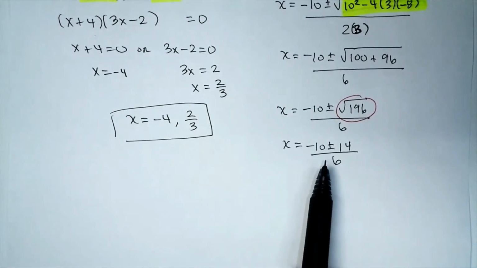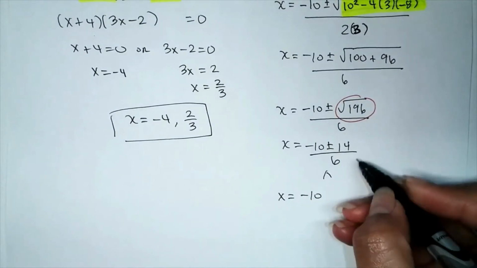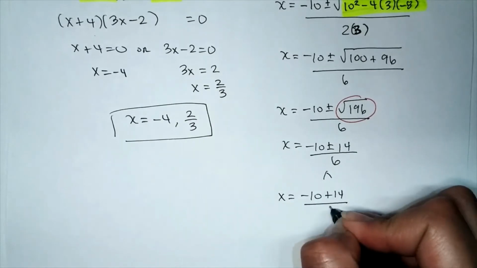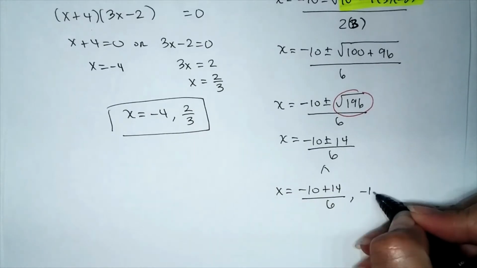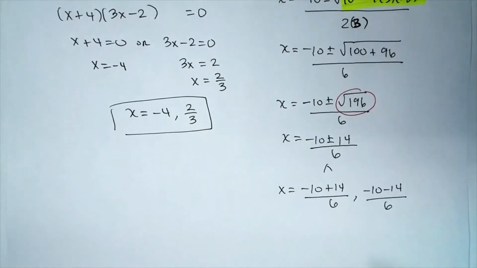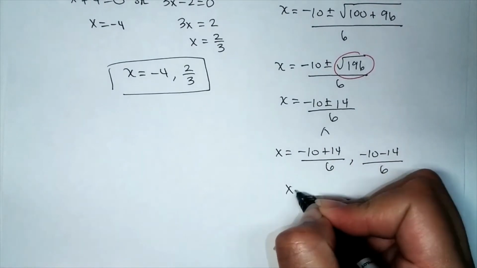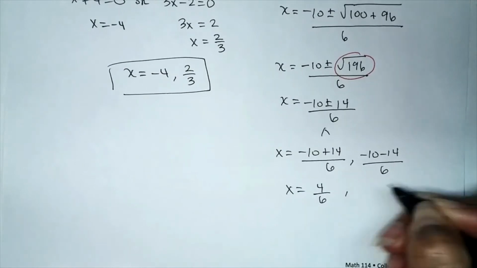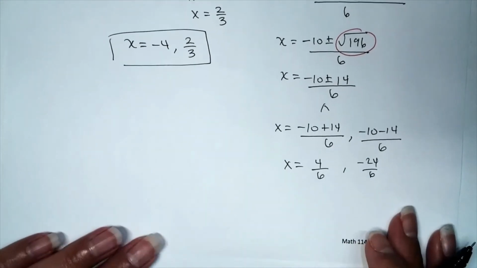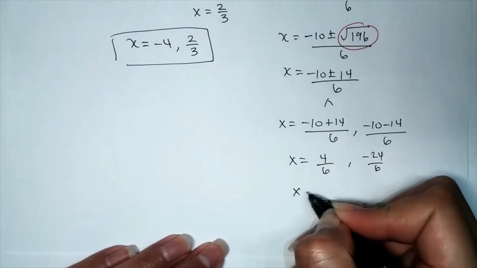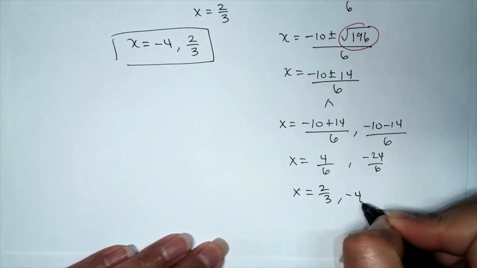So let's split this and write it without the plus or minus. One solution is given by negative 10 plus 14 divided by 6, and another solution is given by negative 10 minus 14 divided by 6. The sum of negative 10 and 14 gives us 4. The difference of negative 10 and 14 is negative 24. 4 over 6 reduces to 2 over 3, and the quotient of negative 24 and 6 is negative 4.